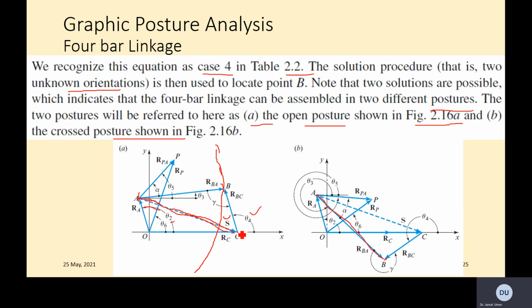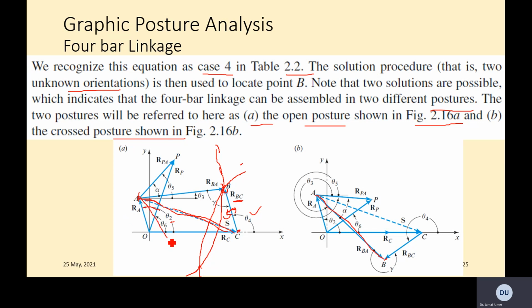And then this RBC, which is this length RBC, you place a compass here and draw another arc, because this also makes a circular motion, so the length is known. So you draw another circle like that. Wherever they intersect here, that's why we have this posture A. Another intersection point, which is this one, is another posture basically.